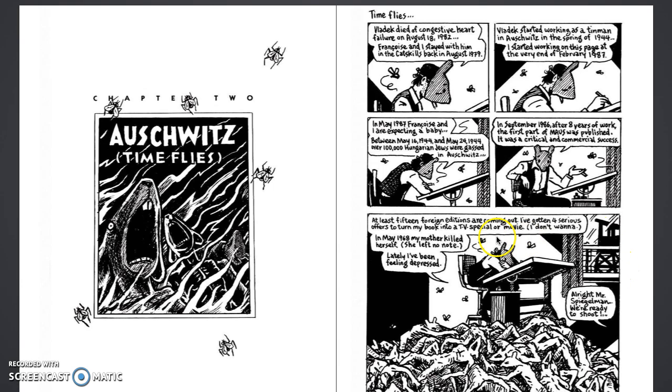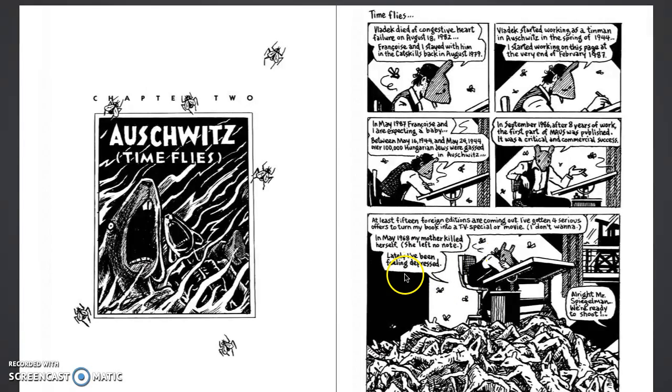Then down the bottom, we look here and it says, "At least 15 foreign editions are coming out, and I've gotten 4 serious offers to turn my book into a TV special or movie." So he's referring here to book 1. So remember, we talked about the fact it's published initially as weekly installments of a comic book series, then book 1, then book 2, and then more recently what we've got in front of us, which is the Complete Maus, book 1 and 2. So he's reflecting on his success, and he's thinking about the process he's undertaken working on the book and how he feels about creating it.